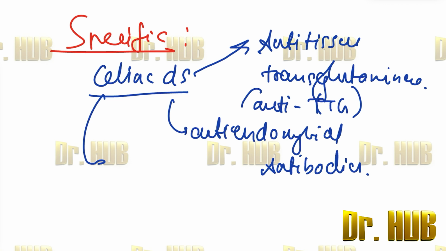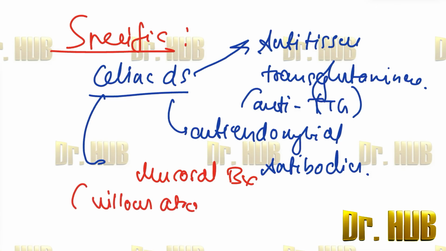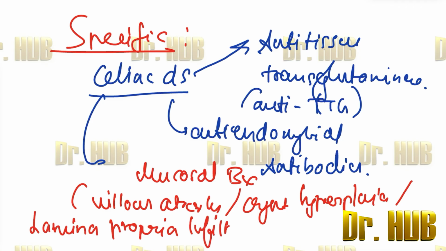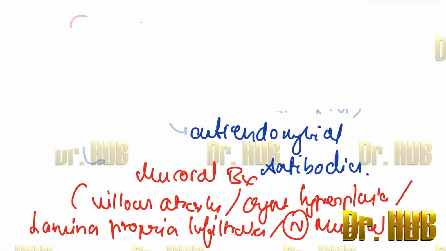The mucosal biopsy shows villus atrophy, as well as crypt hyperplasia, lamina propria infiltrates, and also normal mucosal thickness. So this is under celiac disease, the specific test, the anti-TTG.